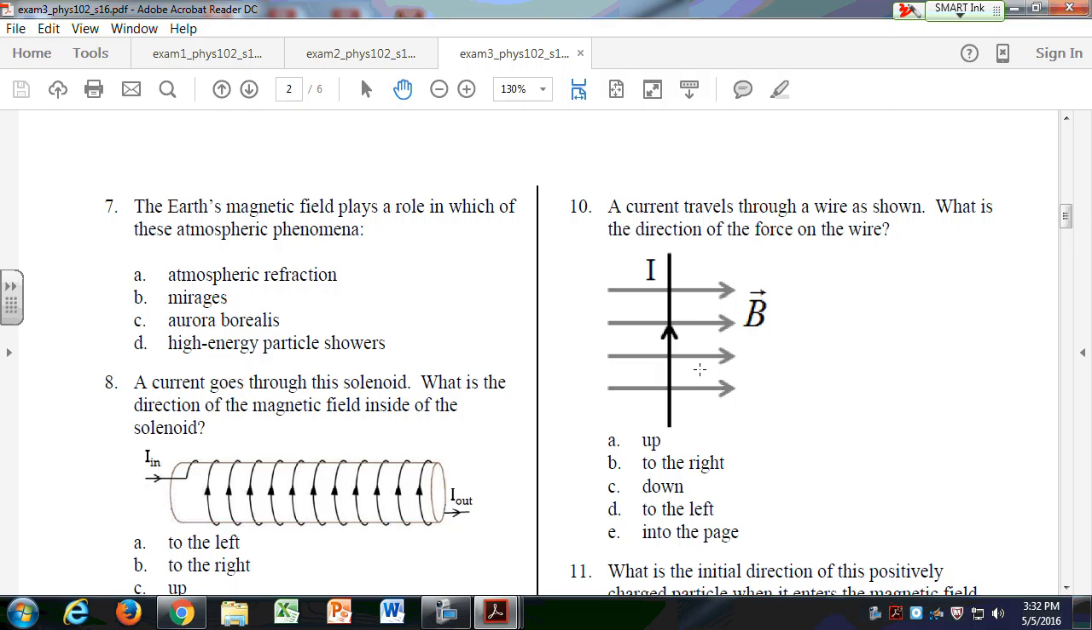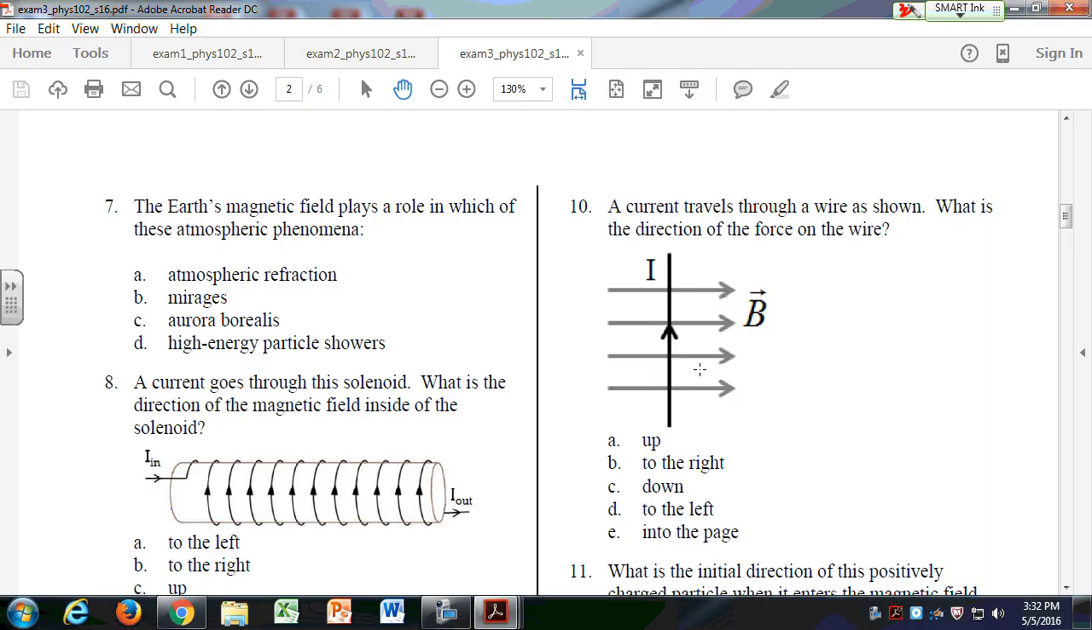Here, this right-hand rule is a little bit different. I let my thumb go in the direction of the current here, and then my fingers wrap around and give the direction of the magnetic field. So the magnetic field here is to the left.